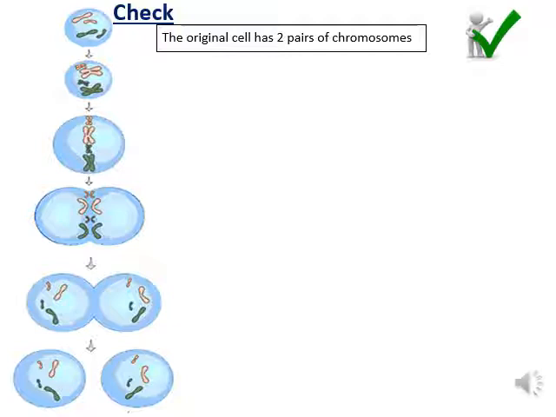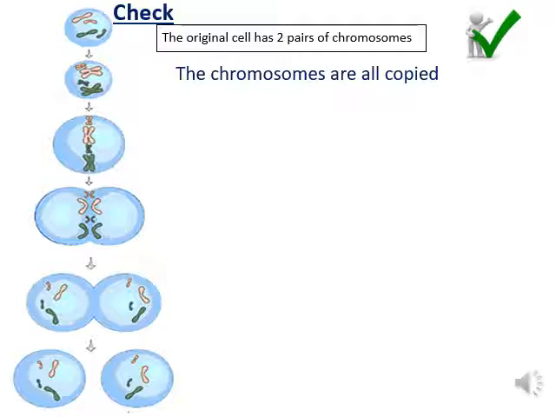So let's have a look at how you did then. So the first stage was already done for you. The original cell has 2 pairs of chromosomes. 2 pairs means that we've got 4 chromosomes altogether. Then you should have said that the chromosomes are all copied as the next stage.